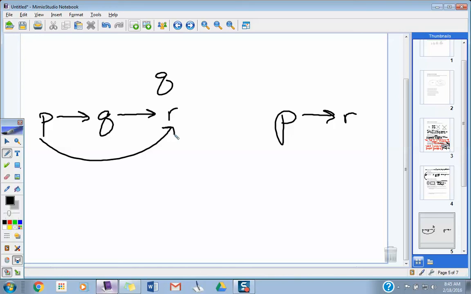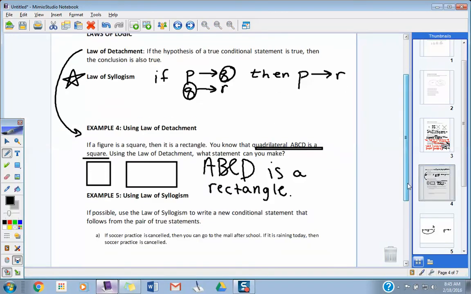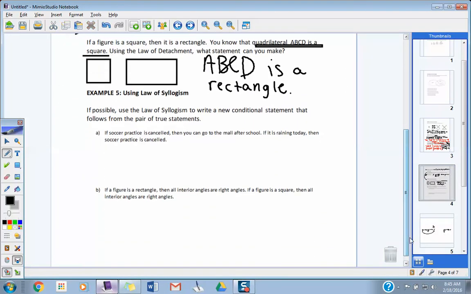Let me show you a great example of what law of syllogism is. Law of syllogism example 5. A very important example here. It says, if possible, use the law of syllogism to write a new conditional statement that follows the pair of true statements. Okay, we have two if-then statements in here. So let's look at letter A. First of all, when you're using law of syllogism, I would say find the words if and then.